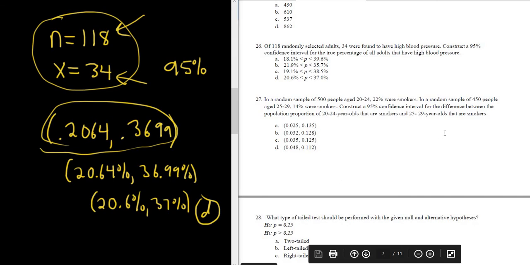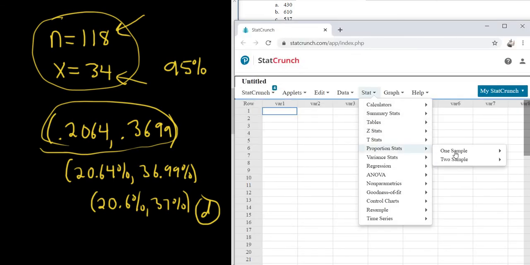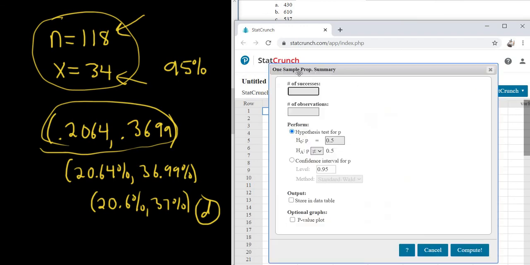Let me do it one more time. You go to Stat, Proportions, One Sample with Summary, and then just type everything in, and you're good to go.